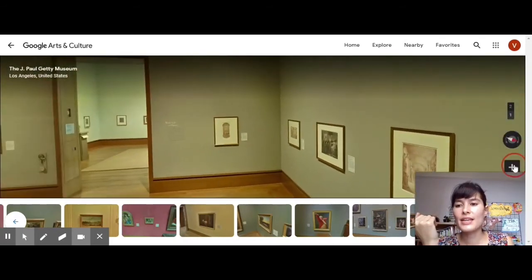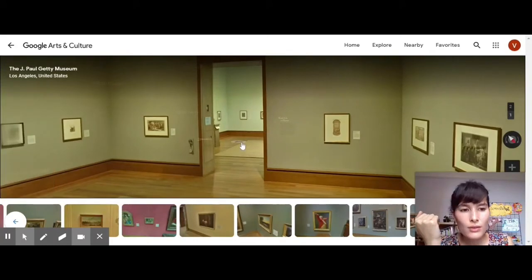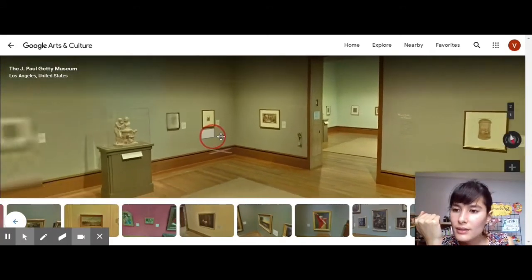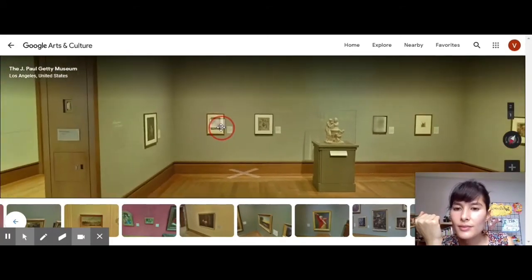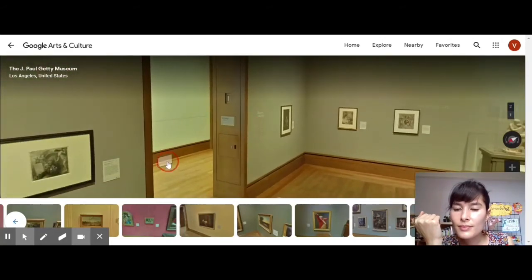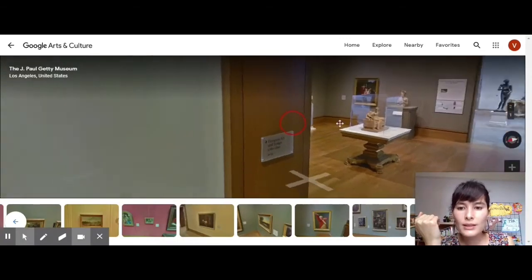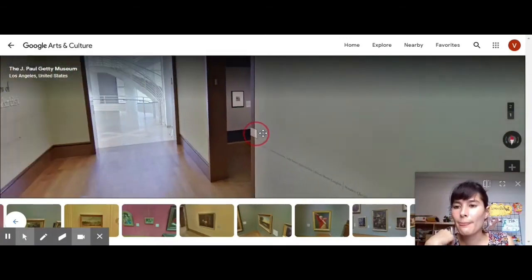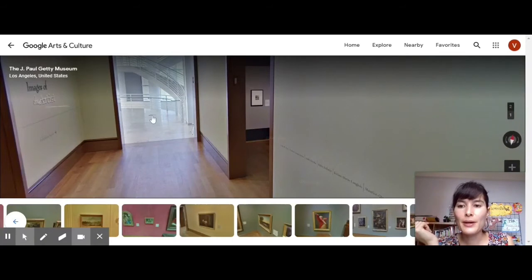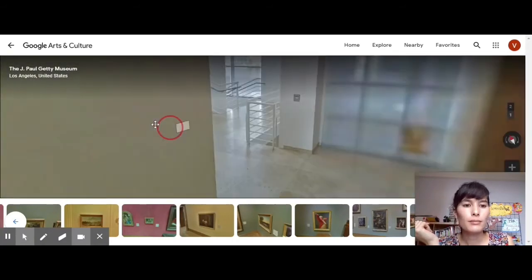Ooh, a bunch of sketches, drawings. Oop, can you go back to the hallway? Let's see. Let's see if we can go in this big entryway. Maybe, maybe not.